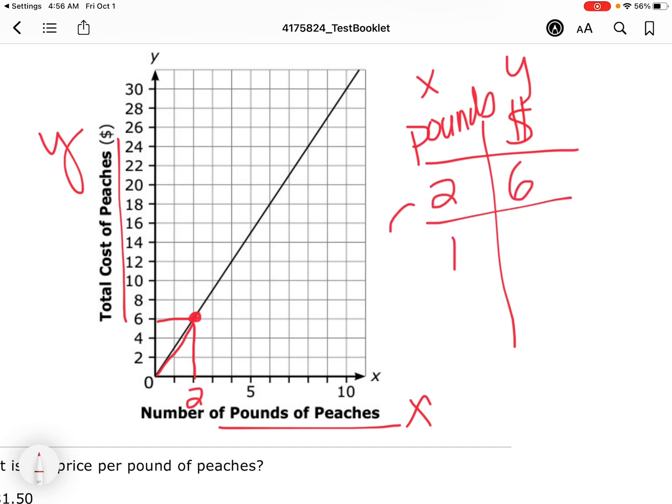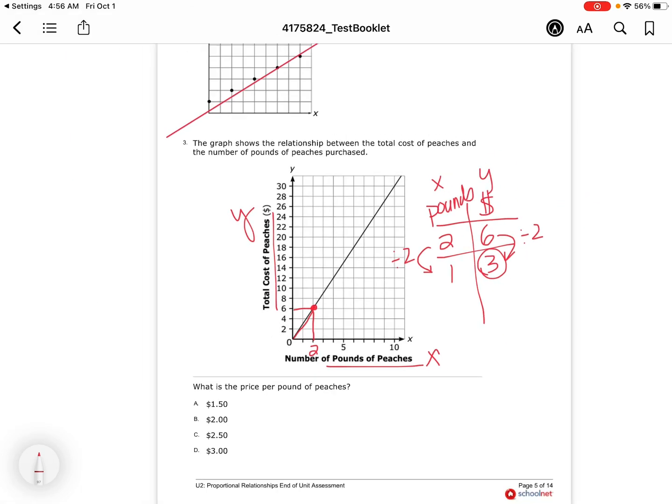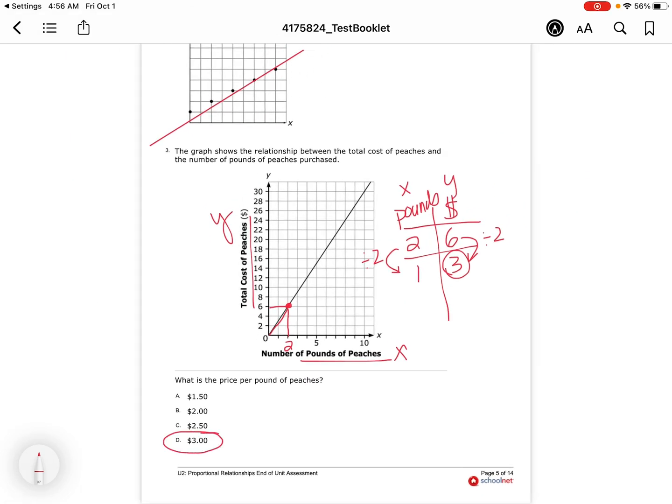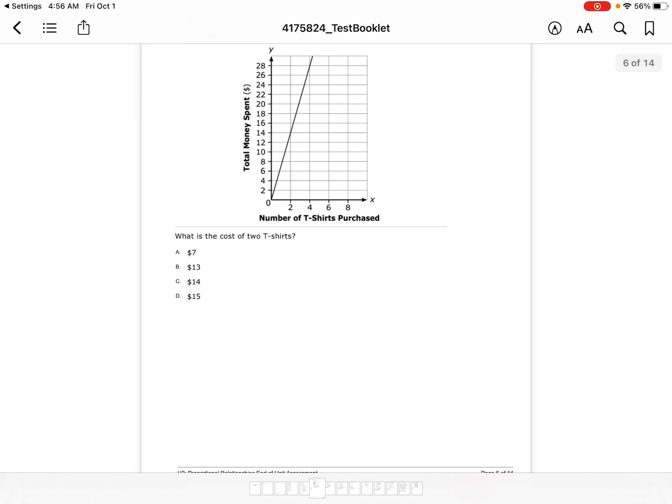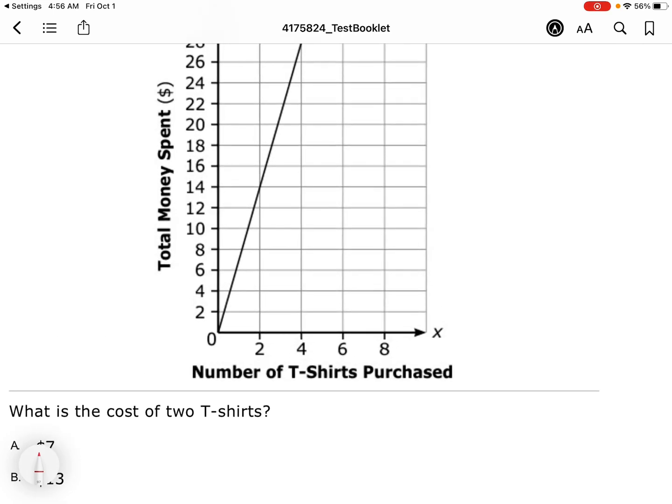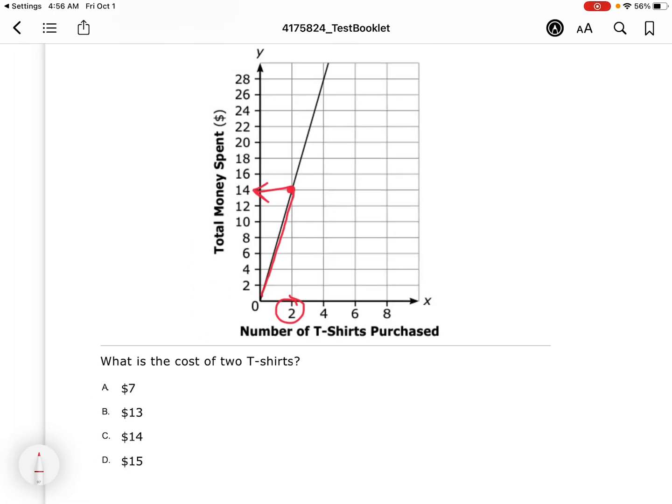I want to know what 1 pound costs. So I'm going to divide by 2. Divide by 2, and I get $3 a pound. So my answer should have been D. The next one's asking what's the cost of 2 t-shirts. So again, I'm following my line up until I find a spot where it's in the crosshair right there. So 2 t-shirts are going to cost me $14.